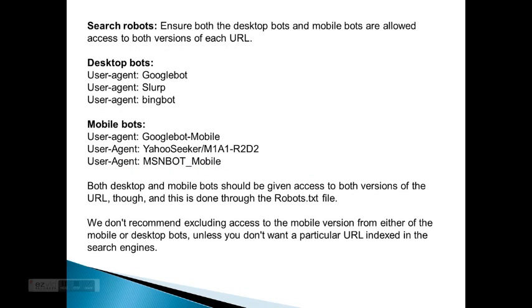In the search robots, ensure both the desktop bots and mobile bots are allowed access to both versions of each URL. The desktop bots are going to be user agent Googlebot, user agent Slurp, user agent BingBot, and the mobile bots would be Googlebot-Mobile, Yahoo Seeker, M1A1-R2D2, and the user agent is MSNBot-Mobile. Both desktop and mobile bots should be given access to both versions of the URL though, and this is done through the robots.txt file. We don't recommend excluding access to the mobile version from either of the mobile or desktop bots unless you don't want a particular URL indexed in the search engines.